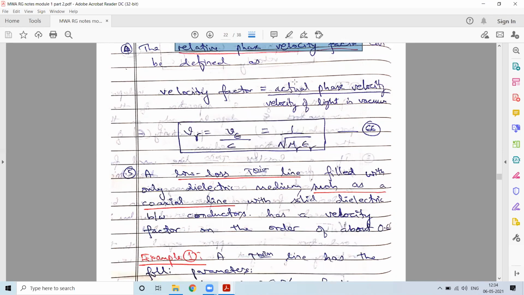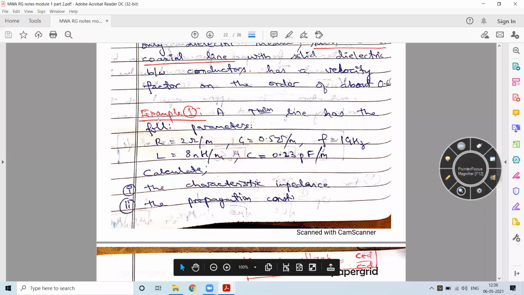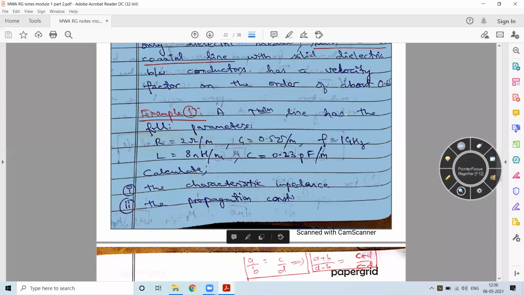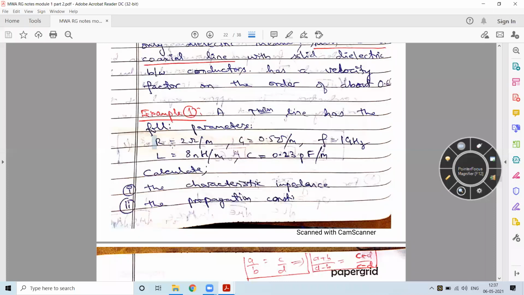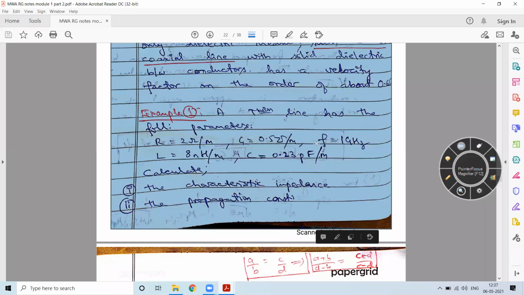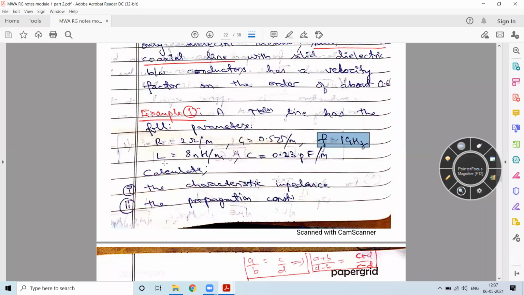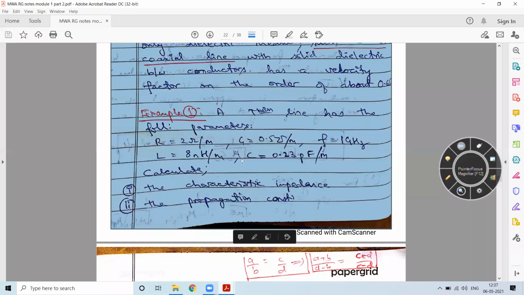Based on the previous discussion, we'll go through one or two problems. We'll look at the first problem, that is example one. In this case, a transmission line has the following parameters: R is given as 2 ohm per meter, the conductance is given as 0.5 mho per meter, frequency is given as 1 gigahertz, the inductance is given as 8 nanohenry per meter, and capacitance is given as 0.23 picofarad per meter.